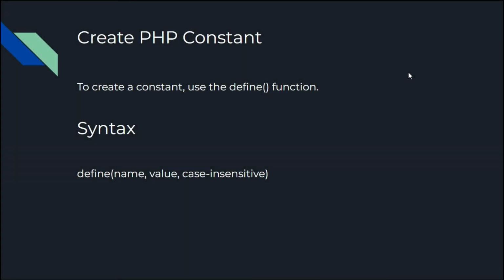Now we will see how to create a PHP constant. For this purpose we will simply use the define function. And what is the syntax of creating a constant in PHP? In the define function we have three parameters: name, value, and case sensitive or insensitive. Let's have a look at an example of creating a constant.